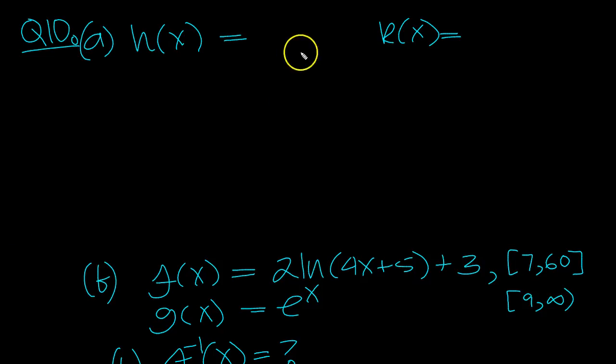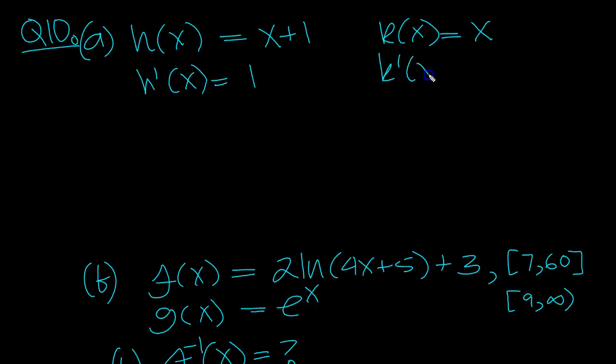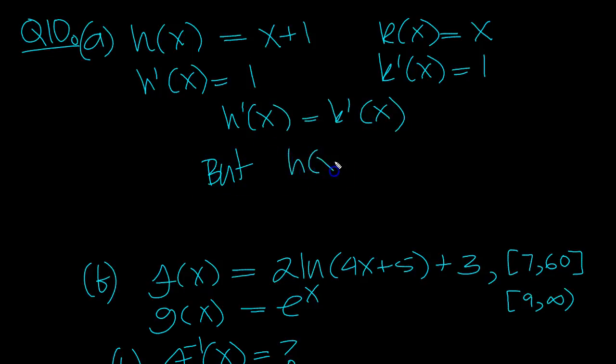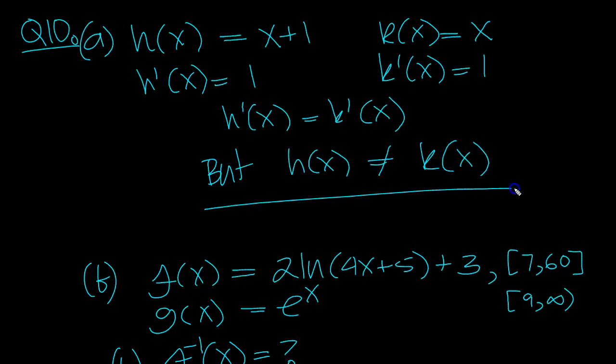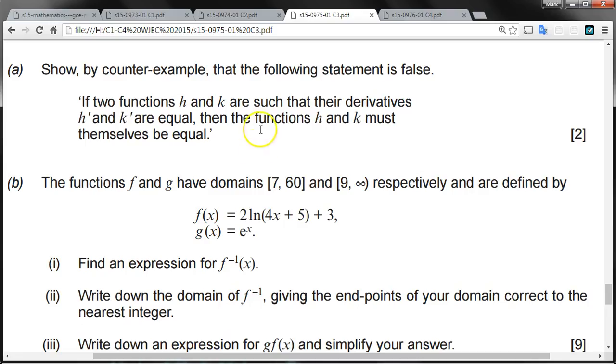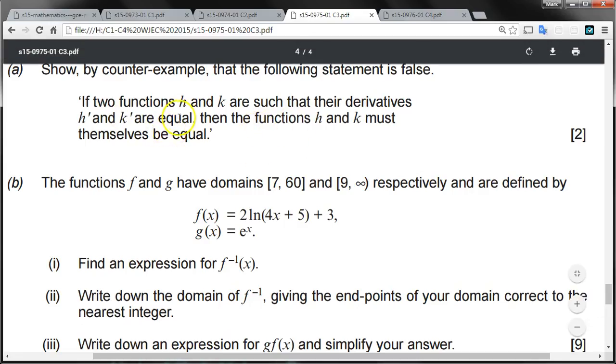Part A first. Two functions such that the derivatives are equal, but they need to be different functions, don't they? H dashed x is equal to 1. K dashed x is equal to 1. So H dashed x equals K dashed x. But H of x does not equal K of x as a function. And that's the counterexample we wanted from the question. Okay, part B.